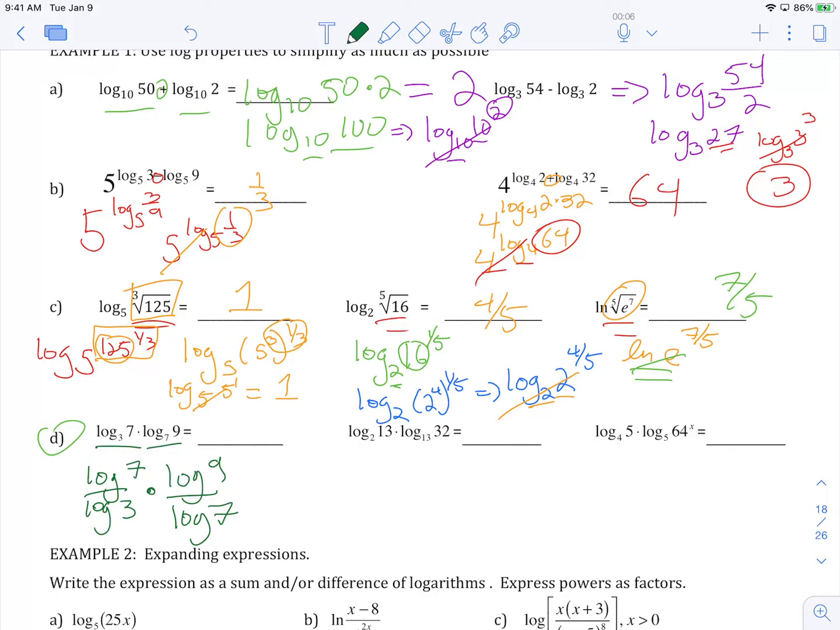So again, this is something you got to see. Once you see it, you'll see it forever. It's like riding a bike. Like you'll never forget how to do this. So now we have log 7 over log 7.